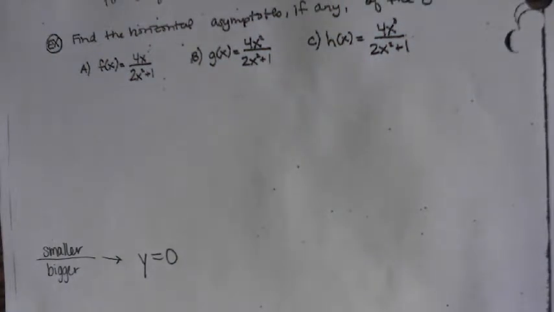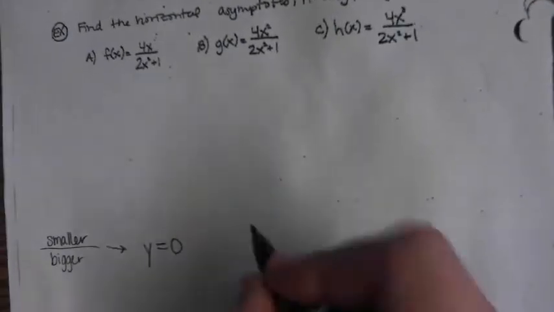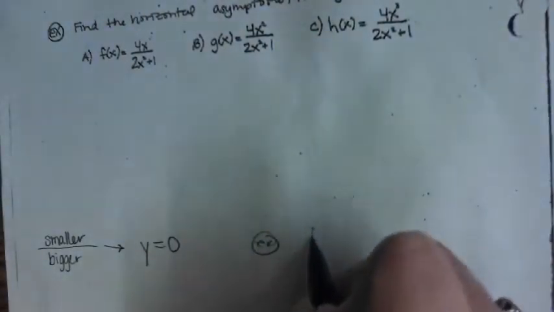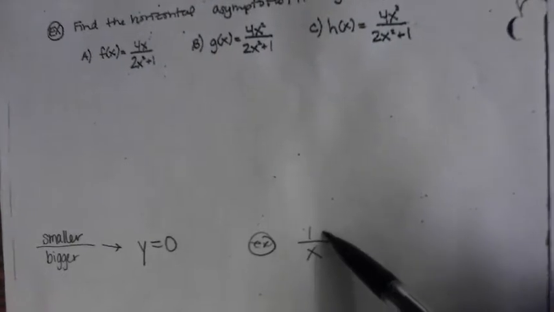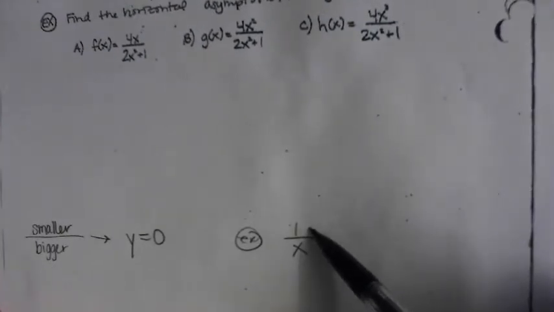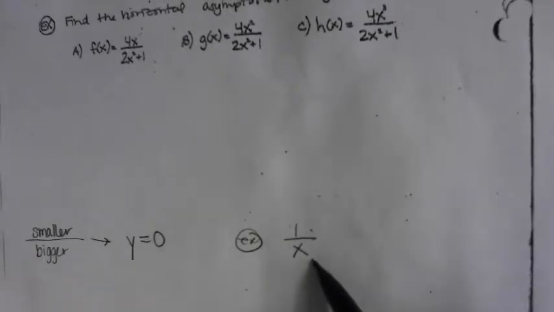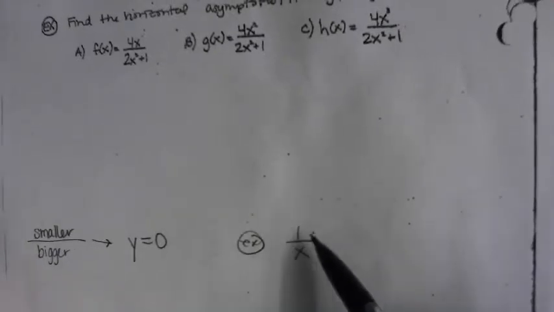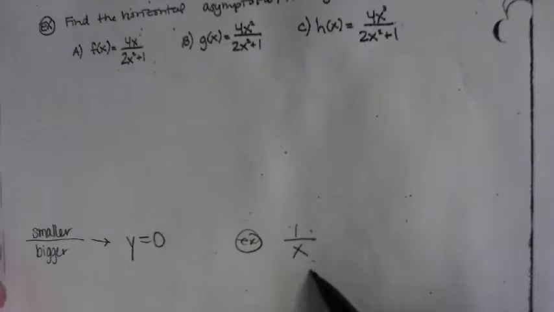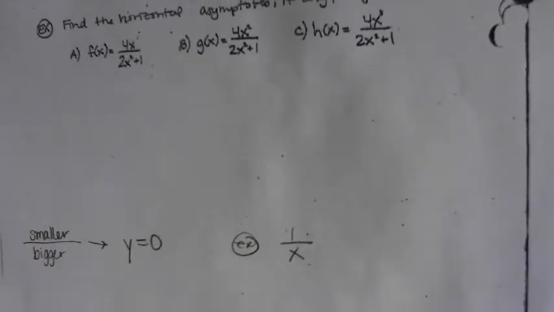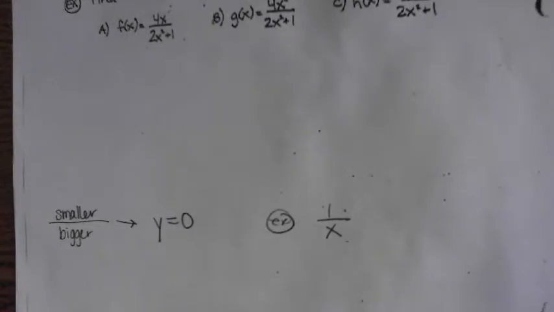That is our parent graph situation. Because think about your parent graph, 1 over x. What's the degree of the numerator? 0. What's the degree of the denominator? 1. So it's small over big, right? And when that is the case, you have an asymptote right on the x-axis at y equals 0.